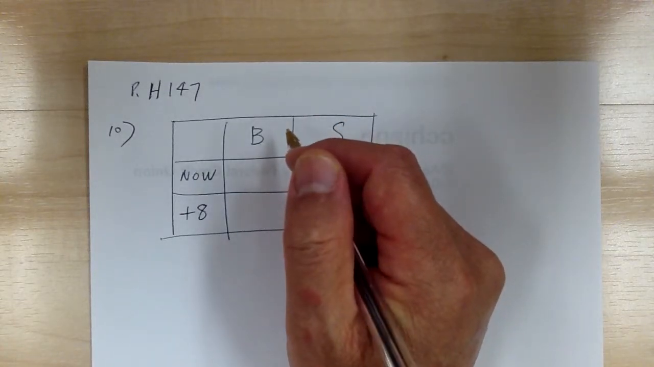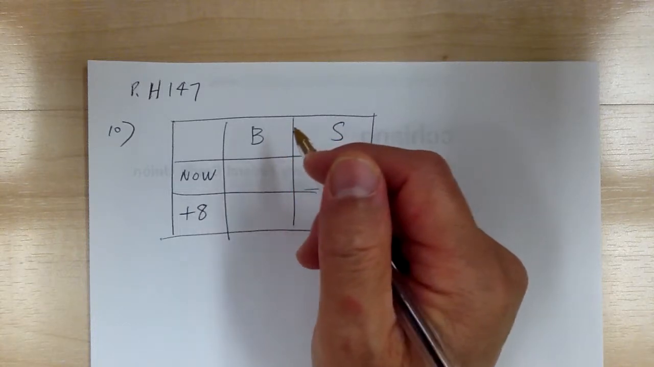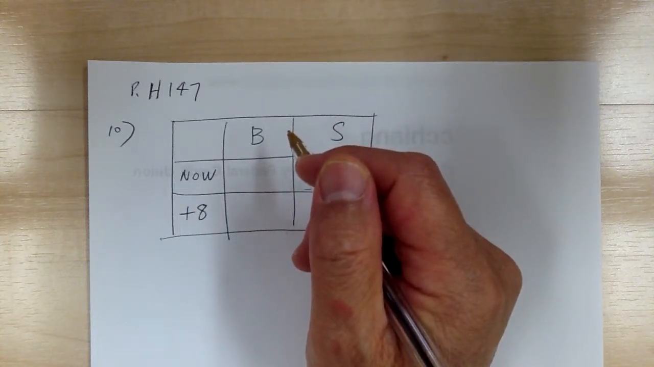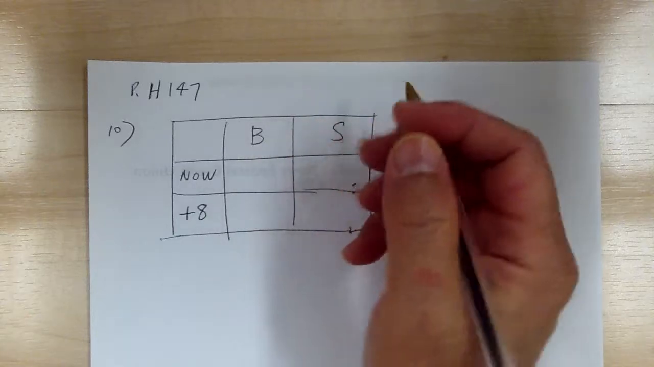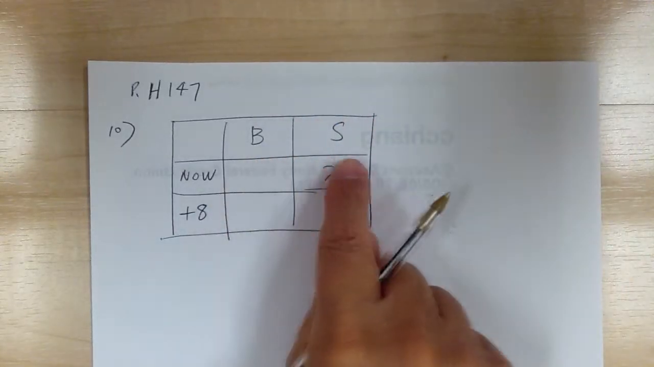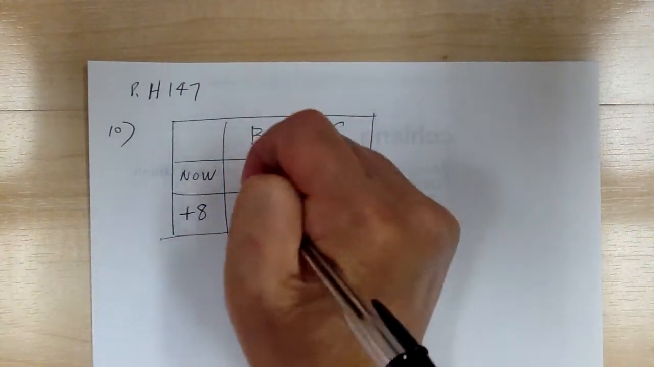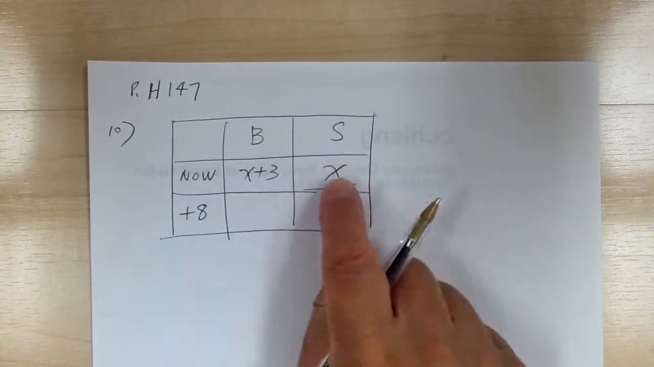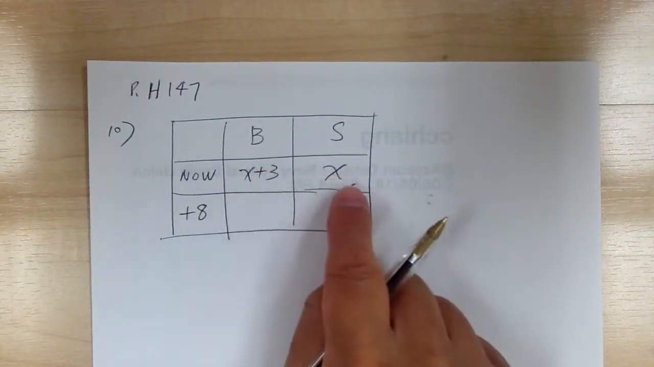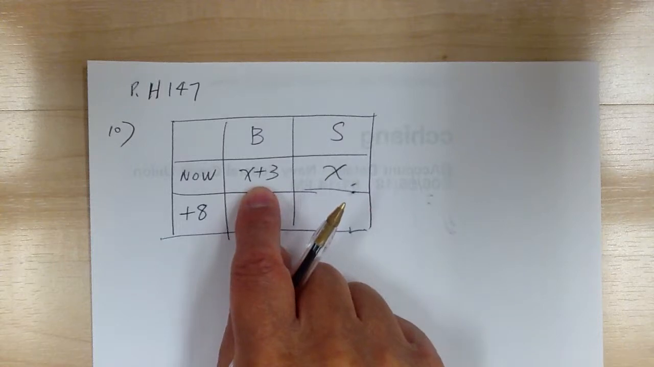So now let's go read the problem again. It says the age difference between Bill and his younger sister Susie is 3. So I'm going to call this X. And since this is younger, this is older, so it'd be plus, right? So the difference is 3. So Bill is 3 years older, so this would be X, this would be X plus 3.